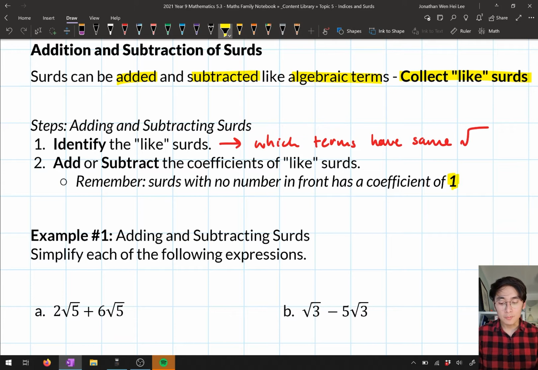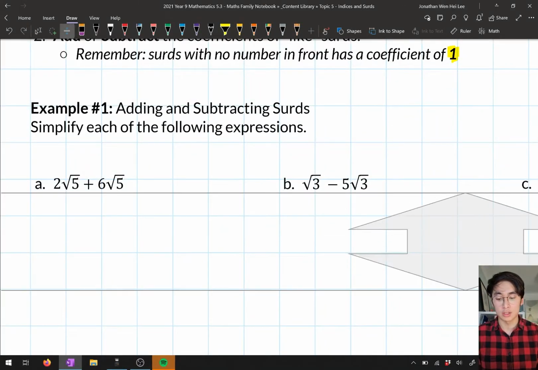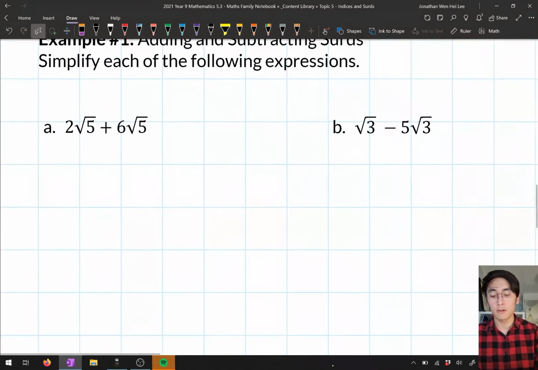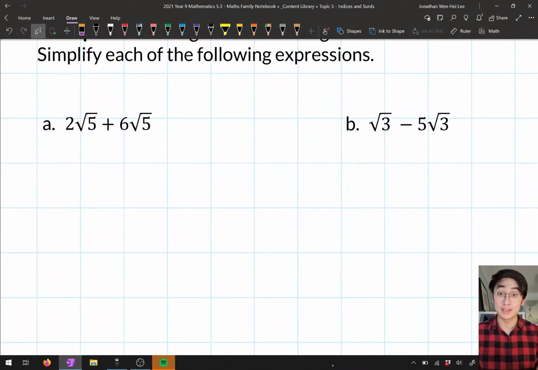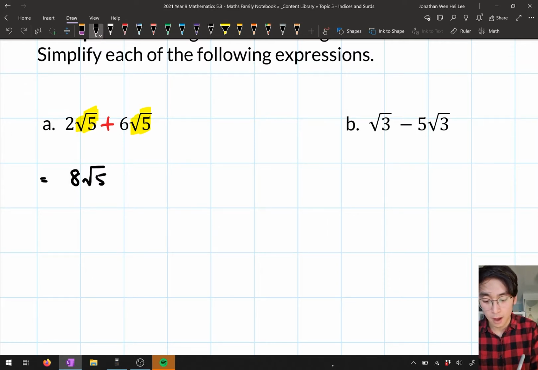Okay, let's have a go at this. Simplify each of the following expressions. Let's have a go at this first one. Here we've got 2 root 5 plus 6 root 5. They're both like surds. They both have a square root 5. So we're just going to add the coefficients, because the symbol here is addition. So it becomes 2 plus 6, which is 8. And so the final answer here is 8 root 5.